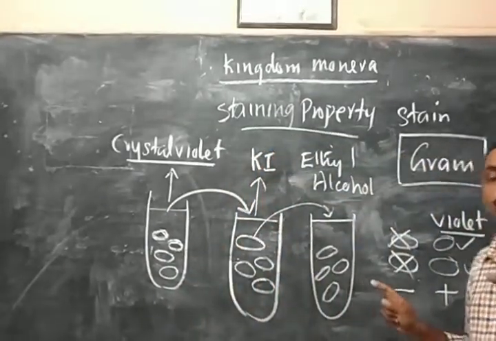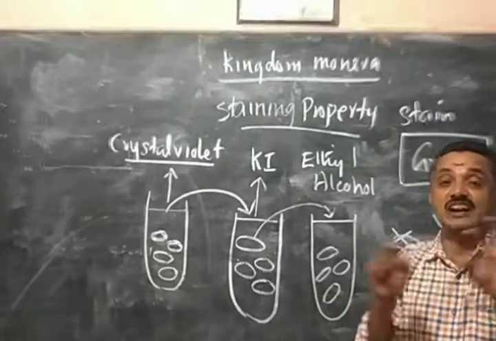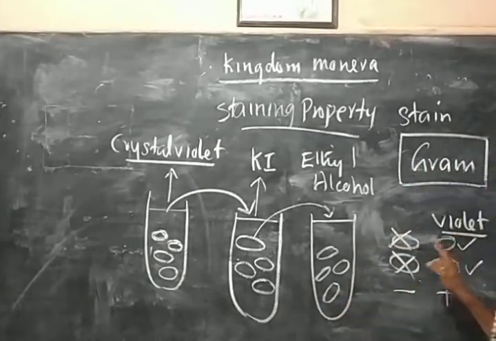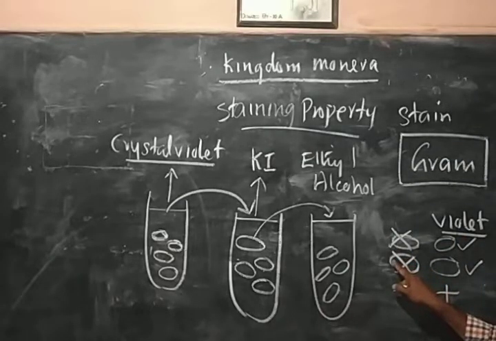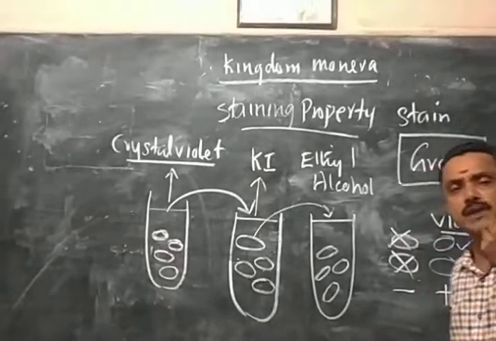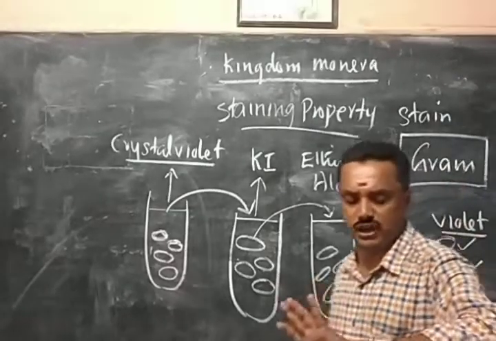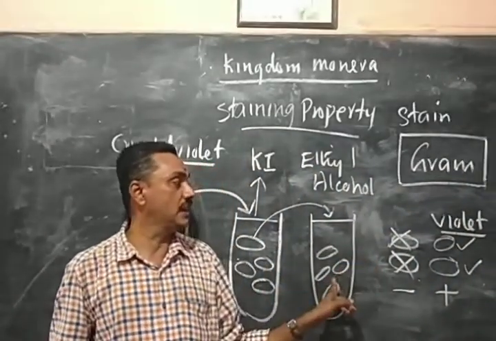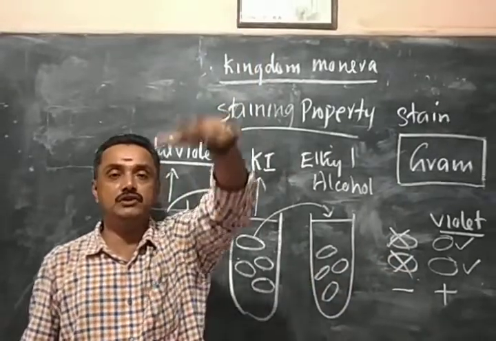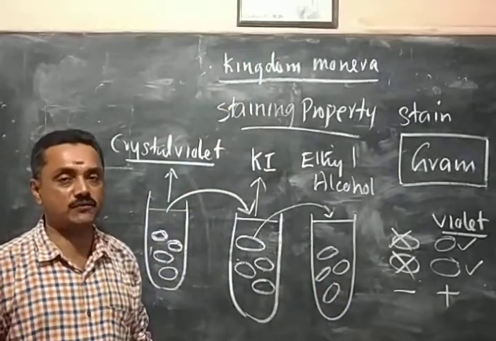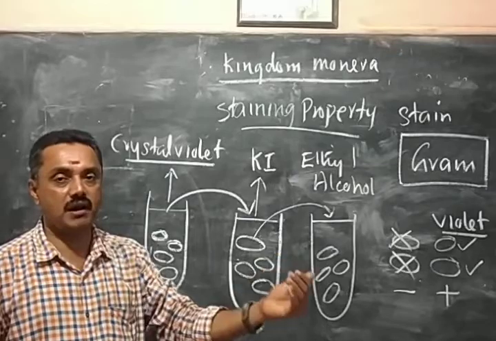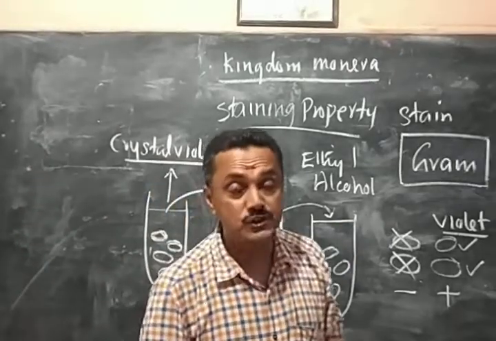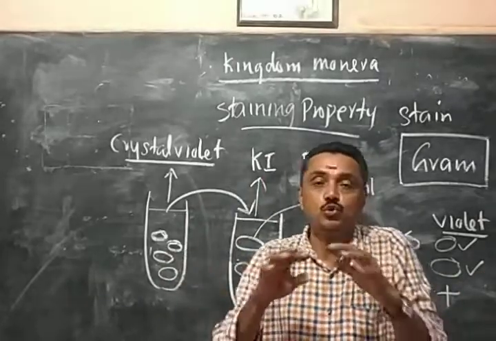So there are 2 types of bacteria based on the color absorbing property: gram-positive and gram-negative bacteria. Remember, the bacteria which is always violet in color is called gram-positive, and the bacteria which lose the color and become colorless when put in ethyl alcohol is called gram-negative bacteria. So this is the classification of bacteria.